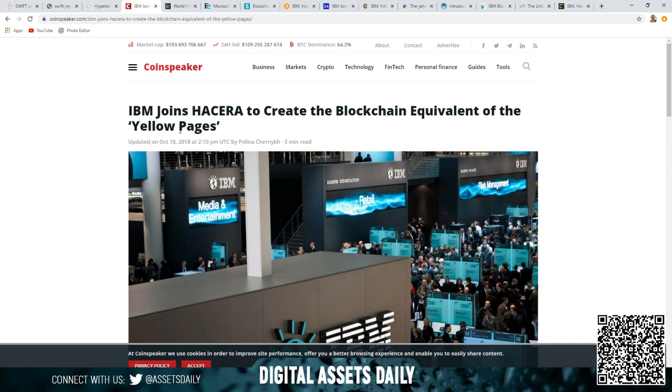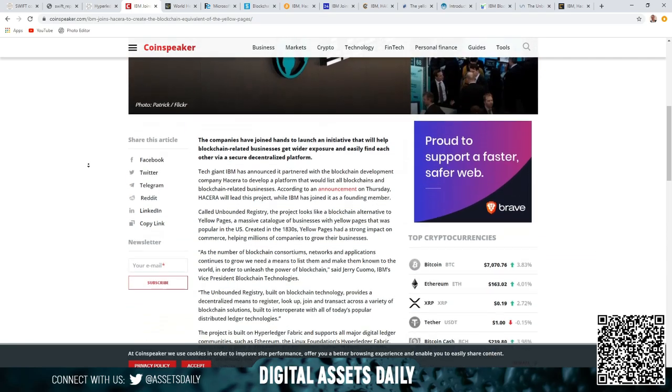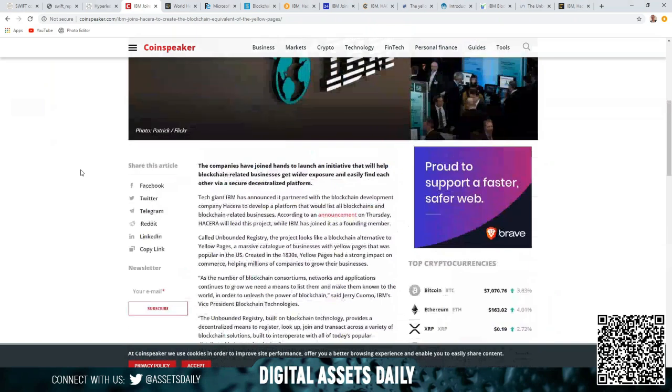And here we have IBM joins Hasera. So you're going to see, again, everything we mentioned. We're going to back it up to create the blockchain equivalent of the Yellow Pages. Let's see, did I highlight this one? I apologize for going so fast. I guess I didn't, or maybe I popped it off when I just did that.